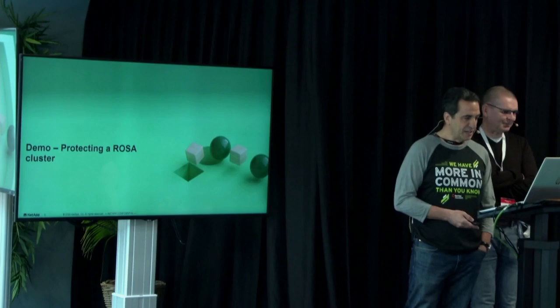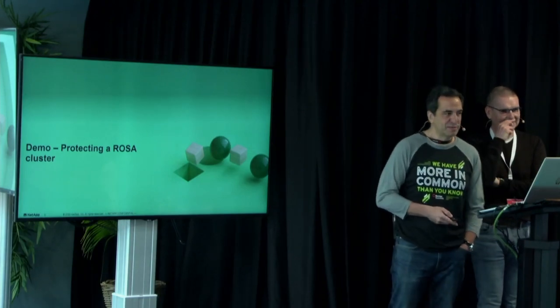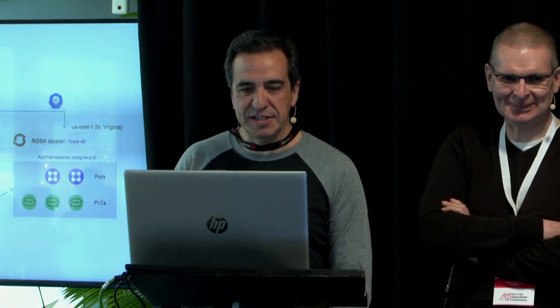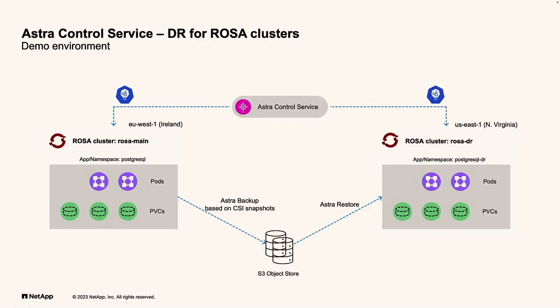I dare to do a demo, and we have only 6 minutes for the demo, so I will try to speak very fast. It's a recorded demo, okay? And this is our demo environment. What we are doing is protecting and providing disaster recovery for a ROSA cluster, but this can be done also for OpenShift anywhere, okay? So let's start the demo.